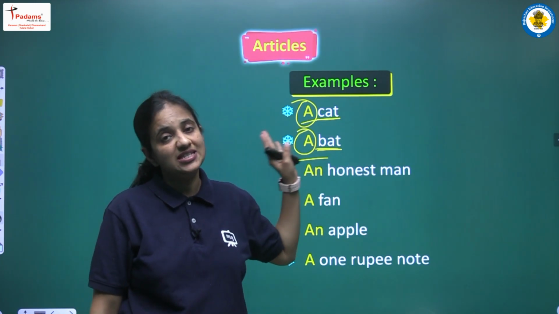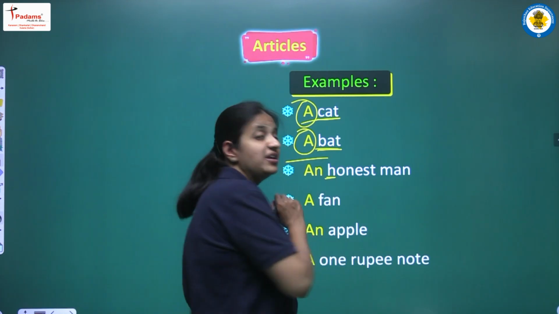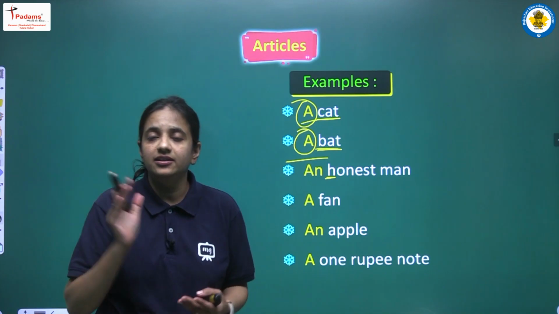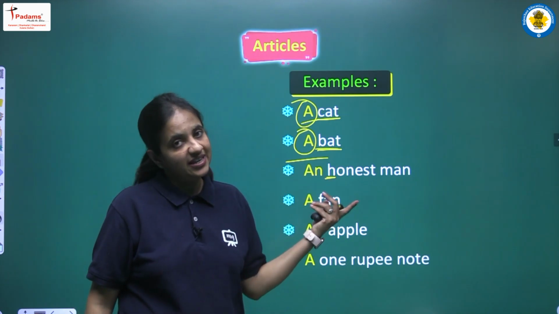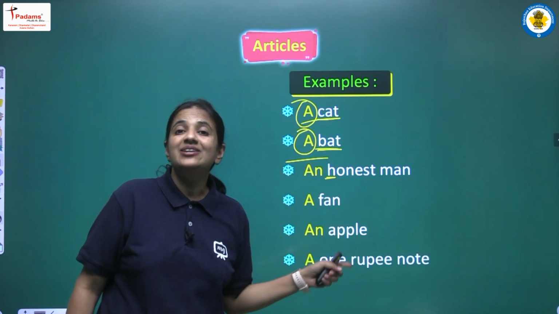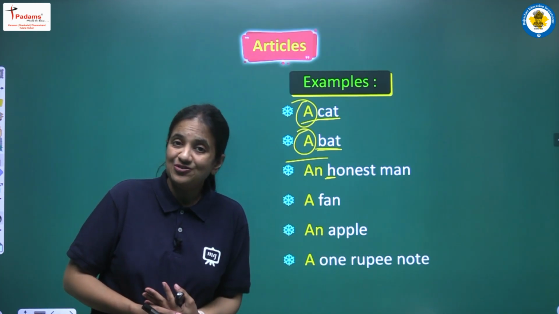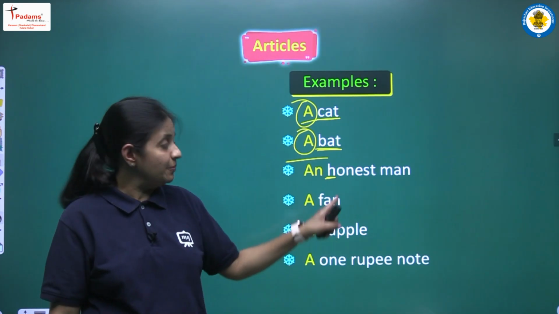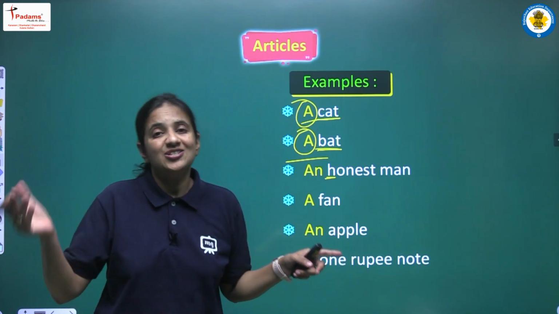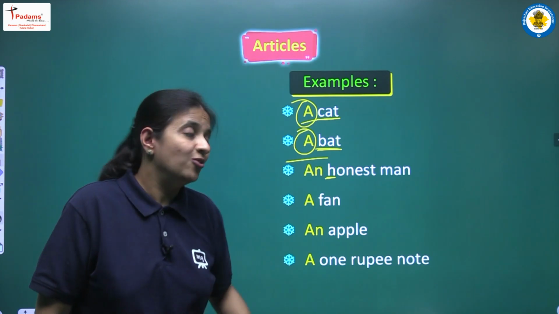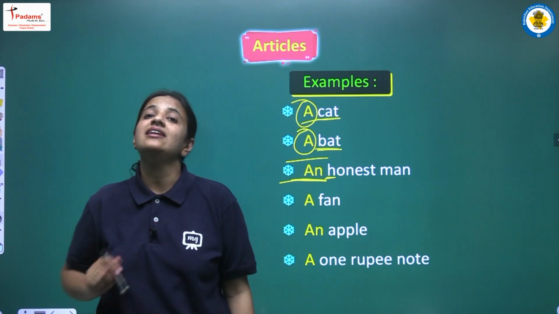So yes, we have to see the pronunciation, we have to see the sound. Okay, so we can say that we are having H in the beginning, and H is a consonant because we are having only 5 vowels A, E, I, O and U. So H, obviously it's a consonant alphabet here, but we don't need to see the alphabet, we have to see the sound, we have to focus on the pronunciation. And when we will pronounce this word, then what is the pronunciation? The pronunciation is honest, right? So in the beginning we are having an O sound, so it's a vowel sound, and this is the reason we are having an here as an article.